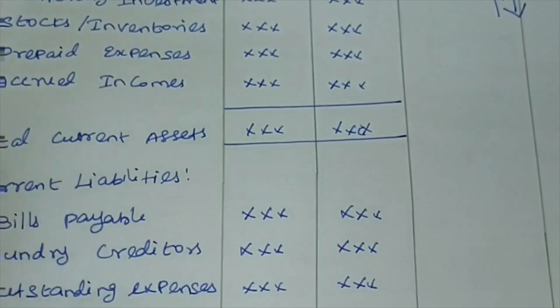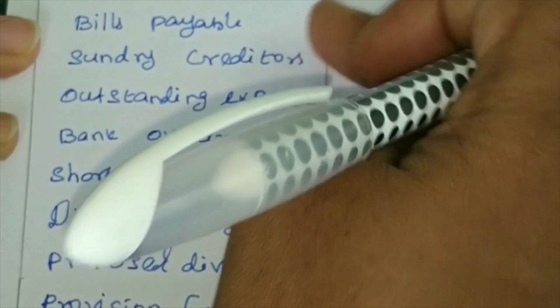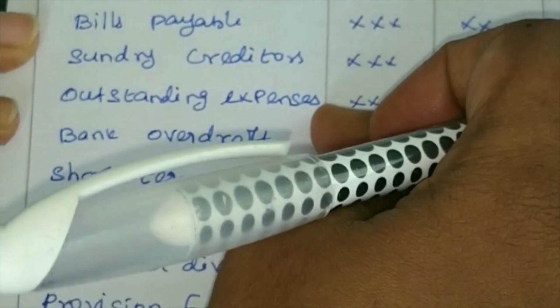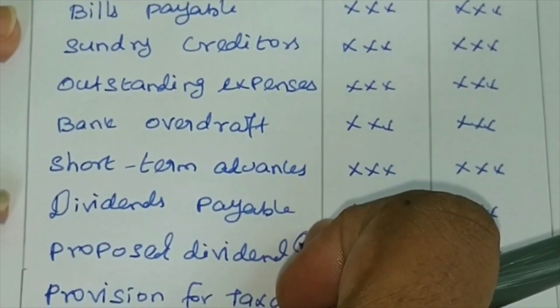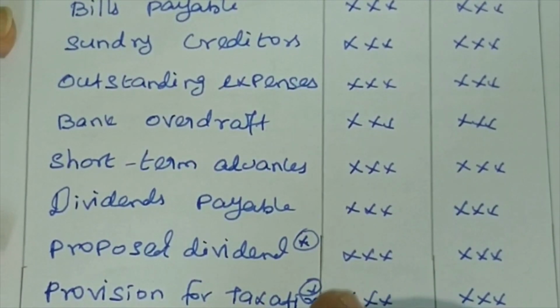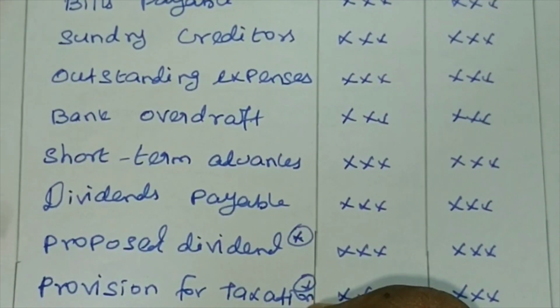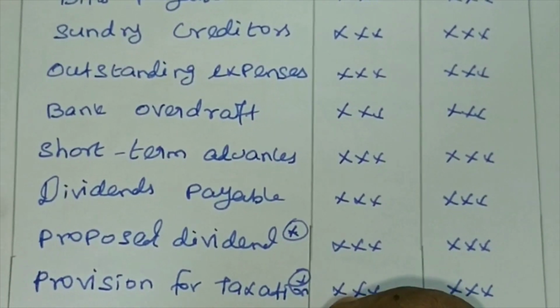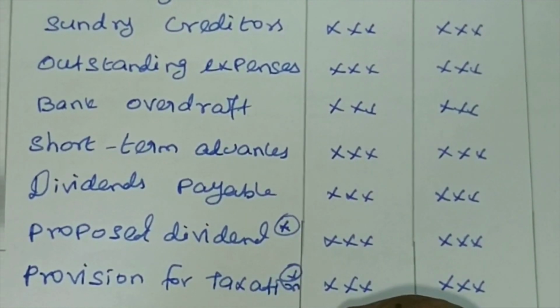Then current liabilities. Current liabilities are the liabilities which are to be paid within a short period of time: bills payable, sundry creditors, outstanding expenses, bank overdraft, short-term advances, dividends payable, proposed dividend and provision for taxation. In this case, proposed dividend and provision for taxation are treated as current liabilities, but in certain cases they will be treated as non-current liabilities according to the instructions given in the problem.